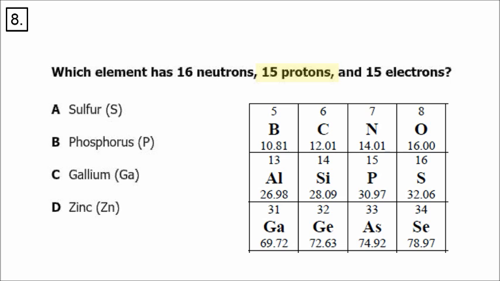So in general, the protons represent the atomic number, and therefore we can figure out the identity of the element just from the protons. So 15 protons corresponds to phosphorus. The correct answer is B.